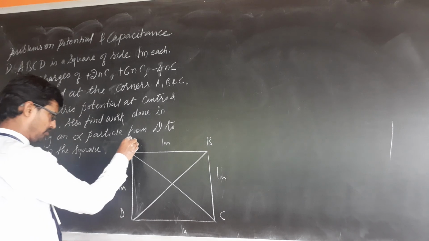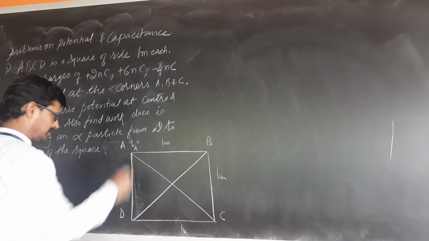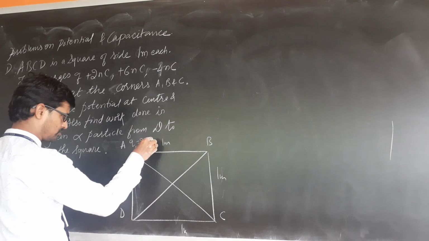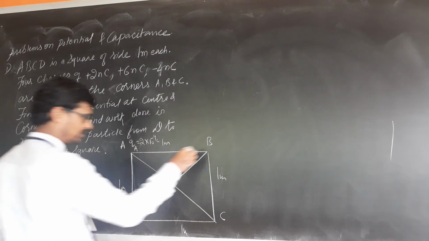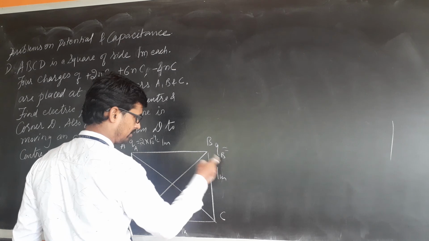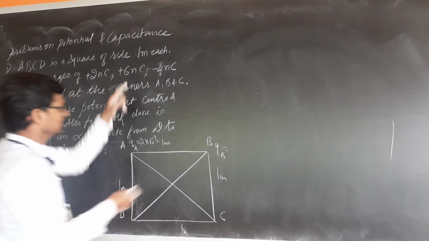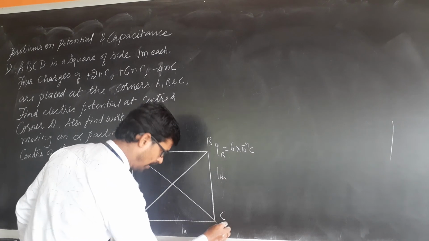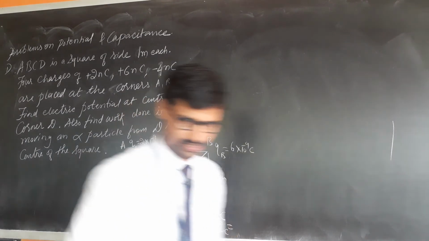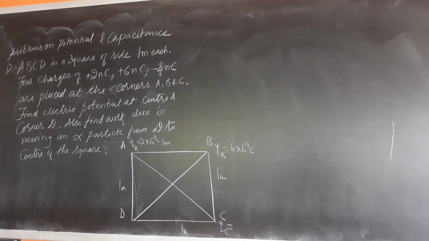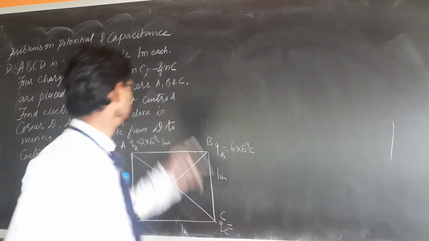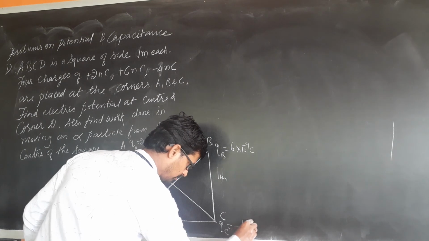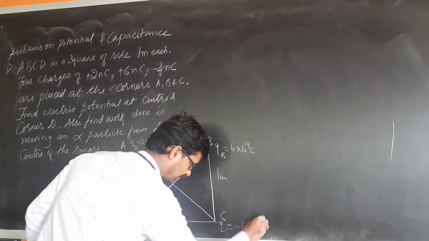At the point A, I will call this charge QA. How much is the charge? 2 nanocoulomb, and nano means 10 raised to minus 9, so 2 into 10 raised to minus 9 coulomb. At B, QB, the charge at B, or Q2 you can call it, is 6 nanocoulomb, 6 into 10 raised to minus 9 coulomb. At C, I will call this QC, the charge at C, which is minus 4 nanocoulomb, minus 4 into 10 raised to minus 9 coulomb.